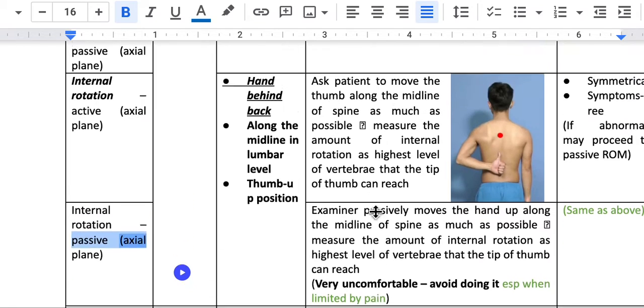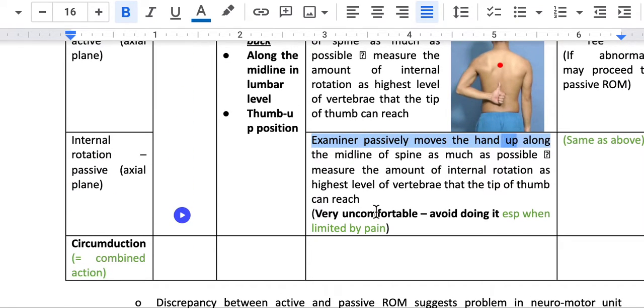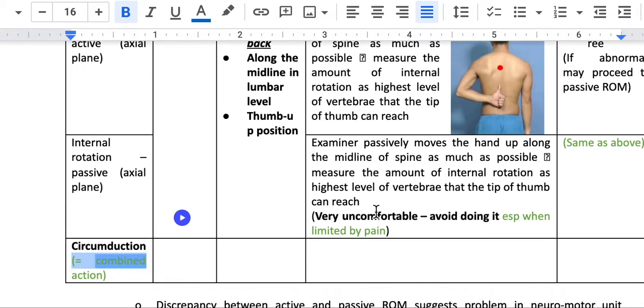Internal rotation, passive, axial plane: the examiner passively moves the hand up along the midline of the spine as much as possible. Measure the amount of internal rotation as the highest level of vertebra that the tip of the thumb can reach. Very uncomfortable; avoid doing it when limited by pain. Same as above. Circumduction equals combined action.